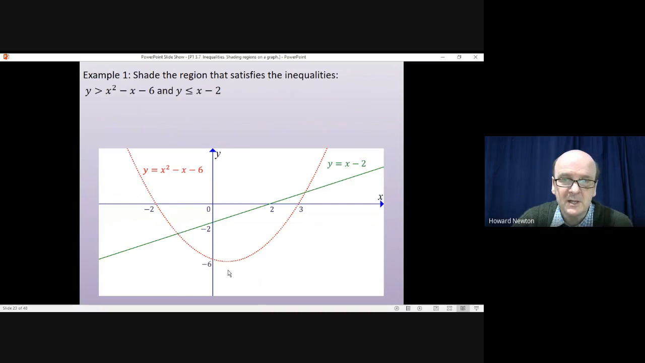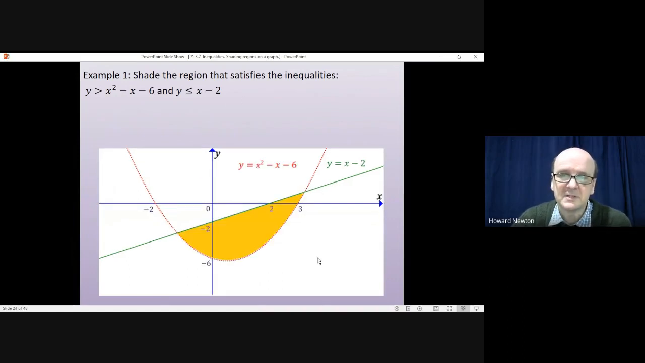So we need a dotted line for the red curve, for the quadratic, because y is strictly greater than it. And we're looking for the region above the quadratic, but beneath the green line. Well, that will be that region. So that's what we need to shade.